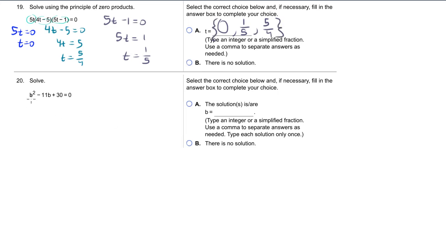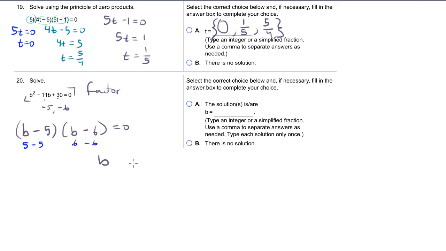Great. So now to solve this problem, we're going to have to factor it. b squared minus 11b plus 30 is equal to 0. Let's factor. 5 times 6 is 30, and 5 plus 6 is 11, so that means negative 5, negative 6. That's what we're looking for. So b minus 5 times b minus 6 is equal to 0. Now, 5 minus 5 is 0, and 6 minus 6 is 0. So b is equal to 5 or 6.